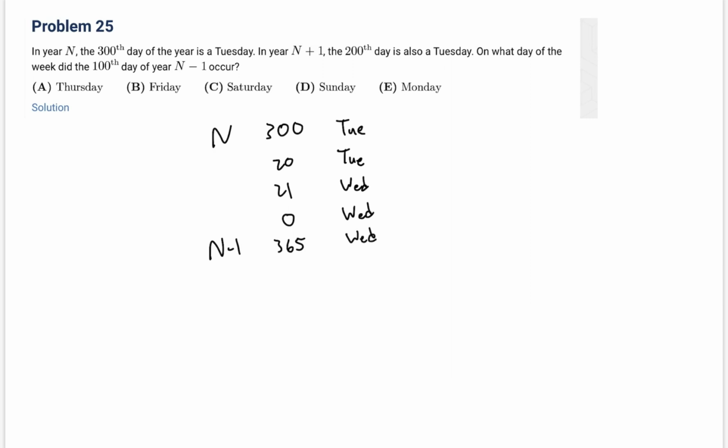And the 100th day of year n minus 1. So we have to get to the 100th day, right? If we just skip to day 15, that's still a Wednesday. And then add 70, that's 85, that's still a Wednesday. If we add 14 more days, that's 99. Day 99 is a Wednesday. That means day 100 must be one more, so it should be a Thursday. So it's A, and that was the 2000 AMC 10, and I hope you enjoyed this, and thank you for watching.